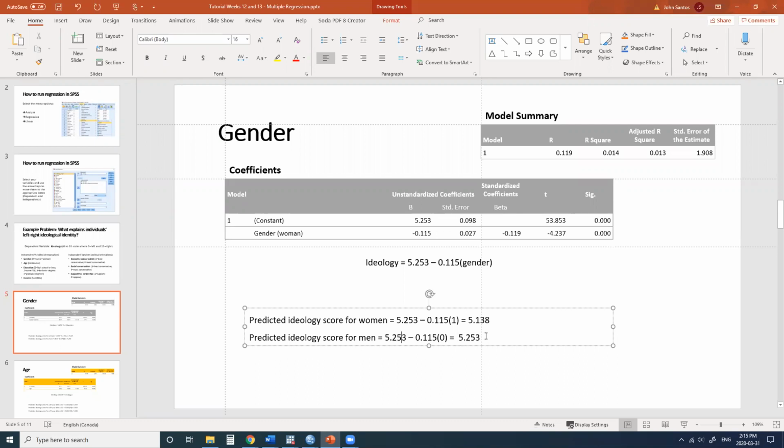So what does this mean in substantive terms? Well, I told you that the literature suggests that women tend to be to the left of men, and this provides some empirical confirmation for that, right? So on average, if we know nothing else about them, we might expect the average woman to rate herself as a 5.1 on the 0 to 10 ideological scale, whereas the average man might place himself at 5.3 on the same scale.